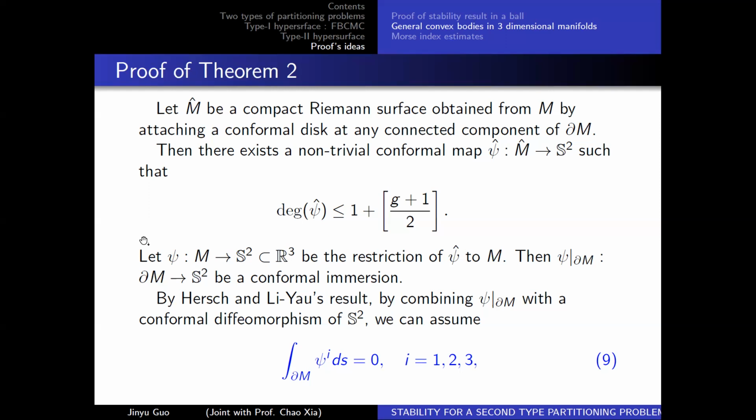Let phi be the restriction of psi hat to M. Then psi restricted to boundary M is a conformal embedding. By Hersch and others' result, we can assume the integration of psi_i over boundary M equals 0, for i equals 1, 2, 3.